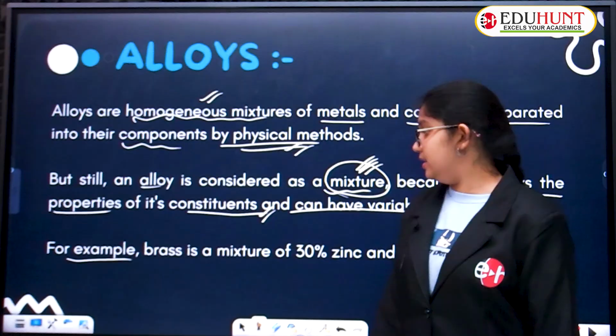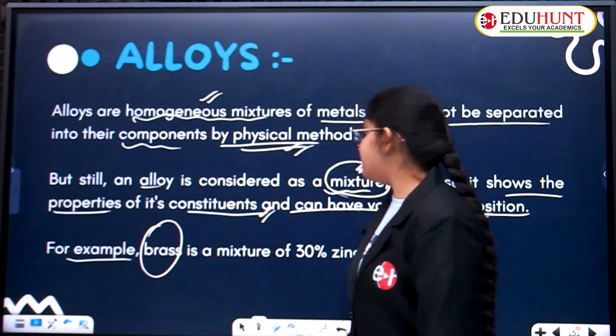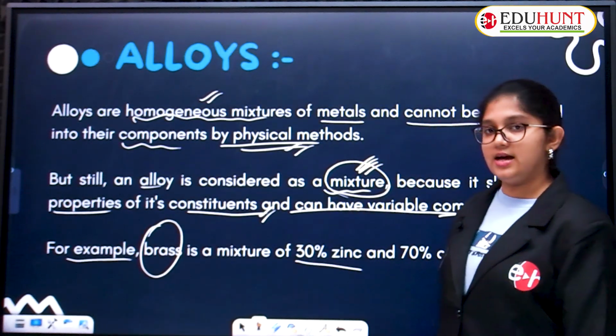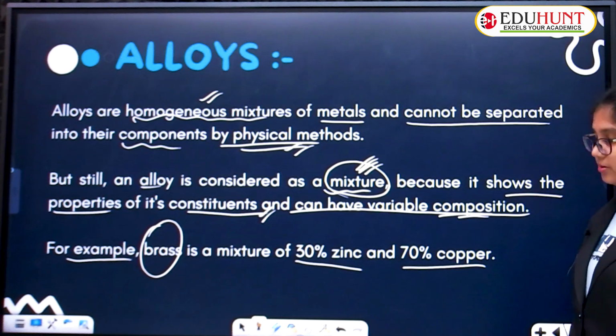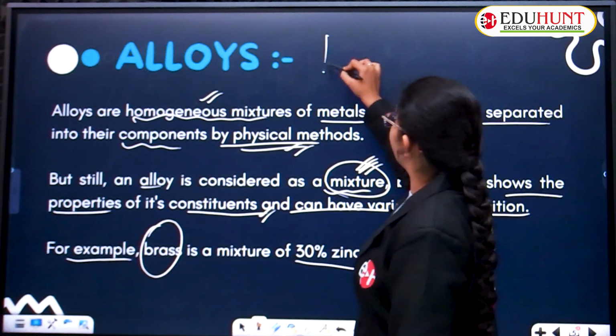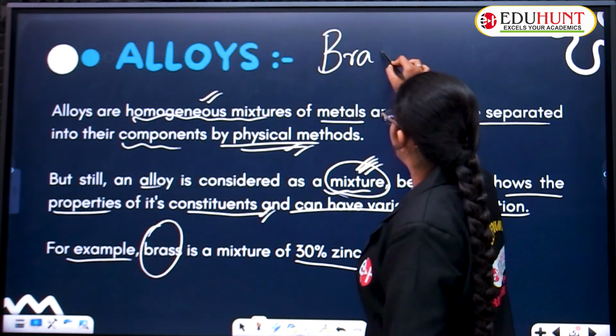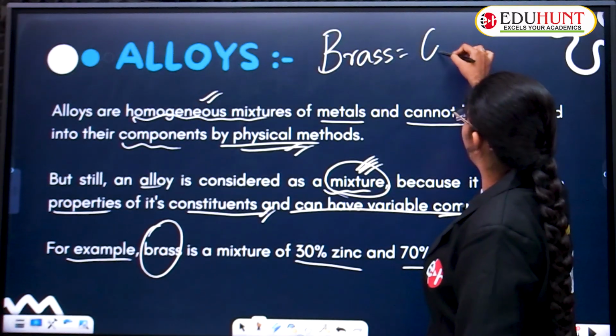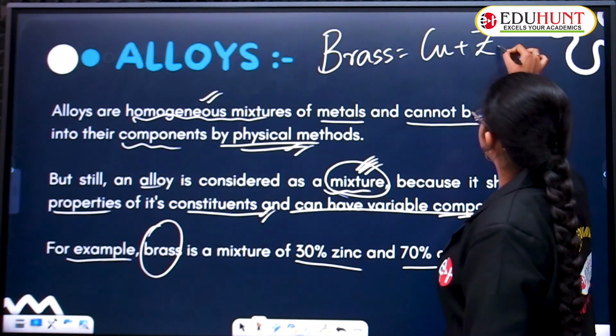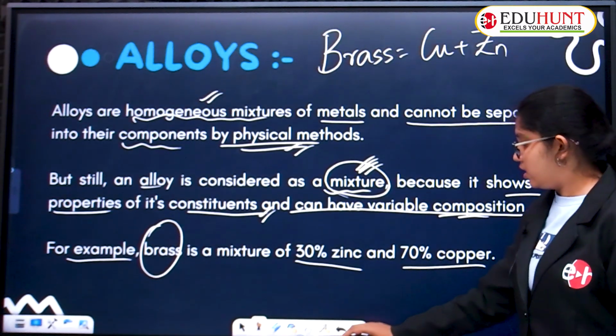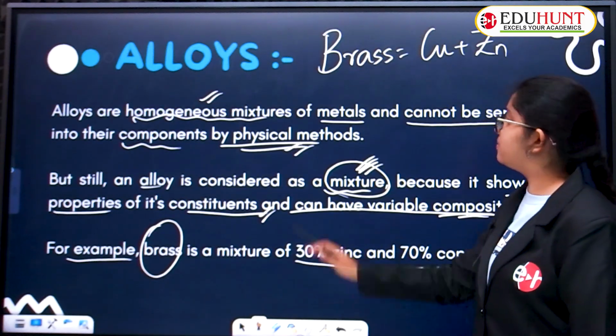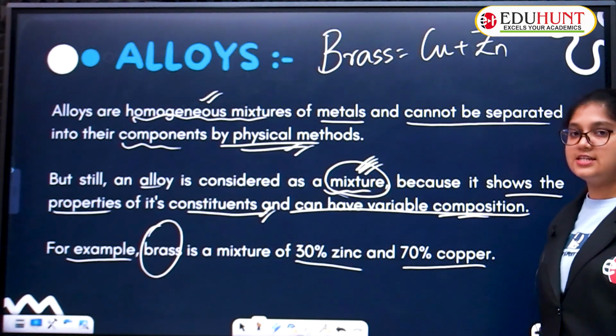Here we have the example, children. For example, brass is a mixture of 30% zinc and 70% copper. I told you one point over there before, I told you brass is a mixture of copper plus zinc. Sorry, brass is a mixture of copper plus zinc.